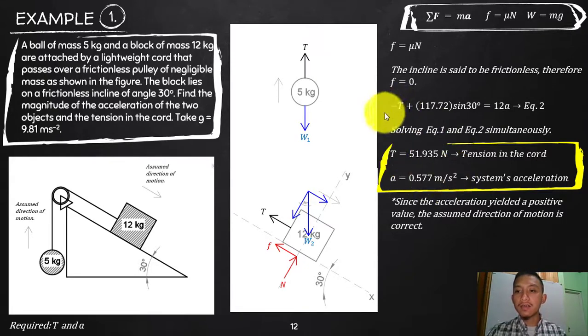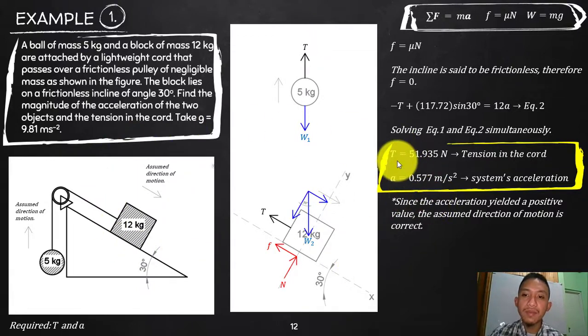And what we will be getting, the values of T and a are positive. So what does that mean? The assumed direction is correct. So it will really slide down. This 12 kilogram will slide down and it will now pull that 5 kilogram up. But again, if your a is negative, it means the direction of motion is just the other way.